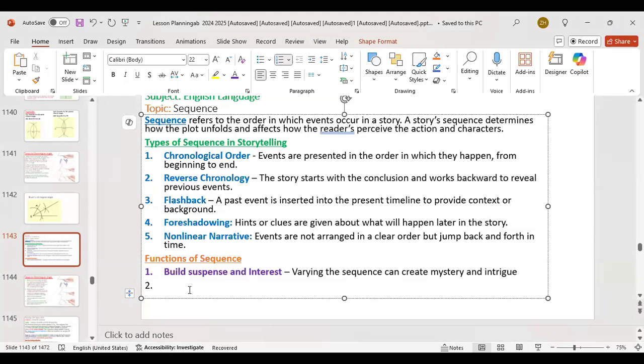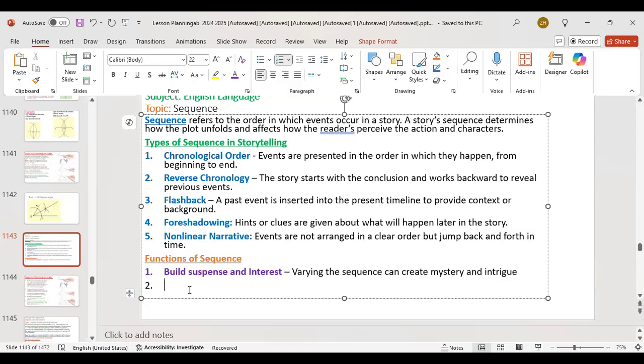Besides building suspense, you need a sequence because, in my opinion, doesn't a sequence create order? You don't want things all over the place. So a sequence organizes the information. Let's just say that.